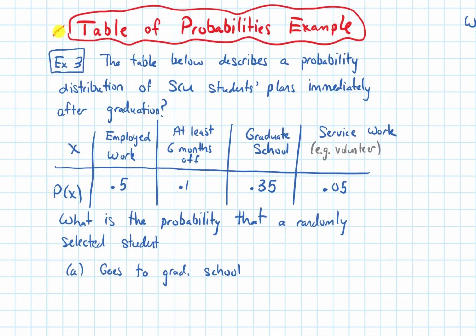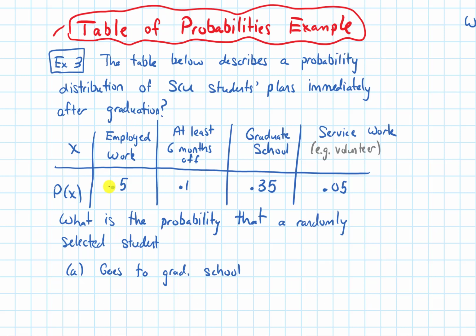In this video, we will do a table of probabilities example. The example says, the table below describes a probability distribution of SCU students' plans immediately after graduation. The table has a row labeled X, and these each describe a different event. For example, employed and working after graduation, or take at least 6 months off after graduation. Underneath that, there's a row labeled P of X, and those values are the probabilities of the event listed directly above it.